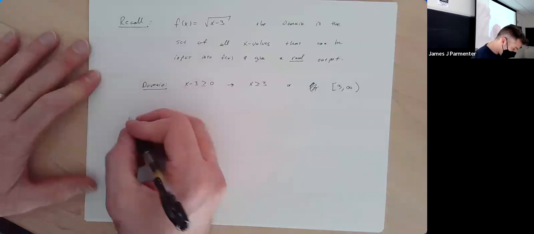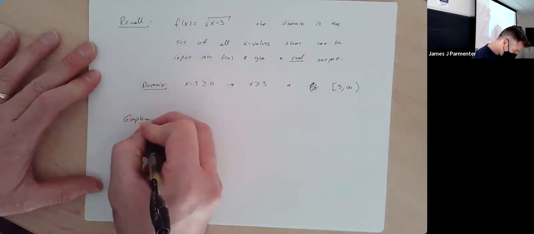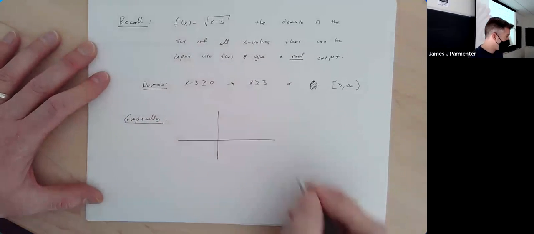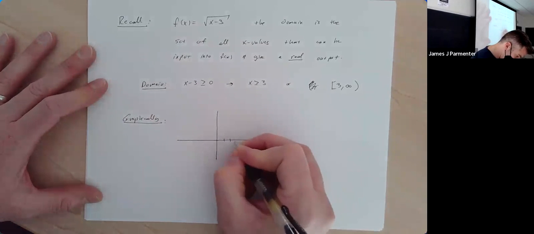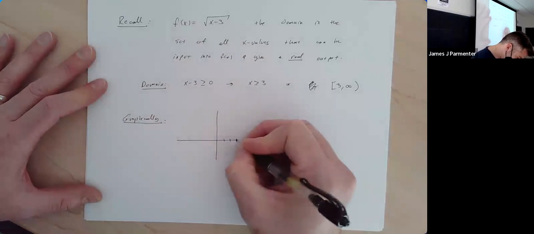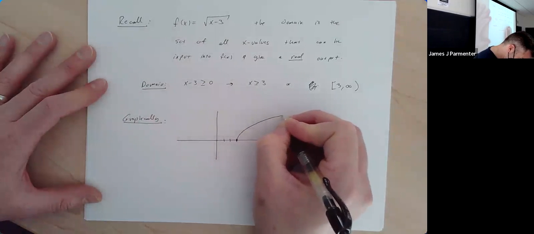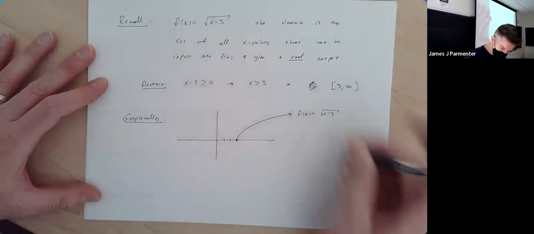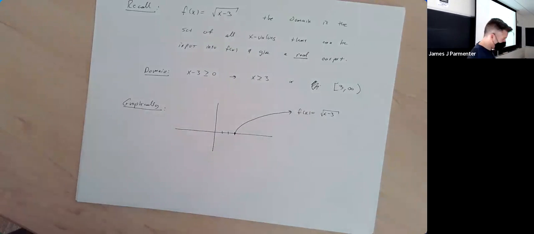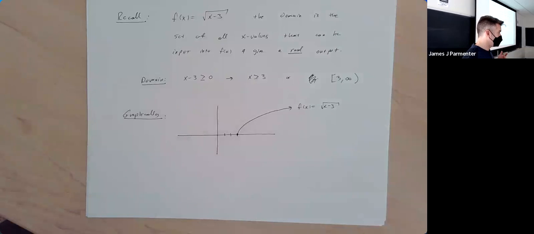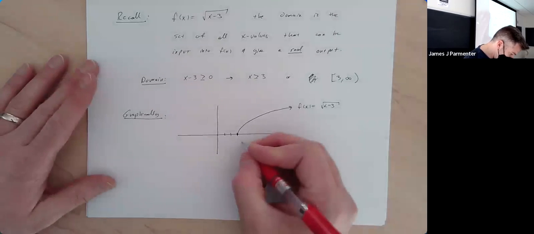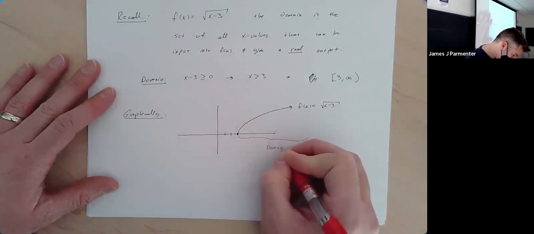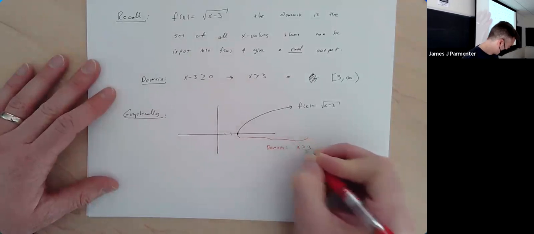And graphically, if we drew this function, it's just your usual square root function shifted 3 to the right. So it looks like this. And we can see that the domain is just the portion of the x-axis where the function is defined. So all this stuff here, right, that's our domain, where x is bigger than or equal to 3.